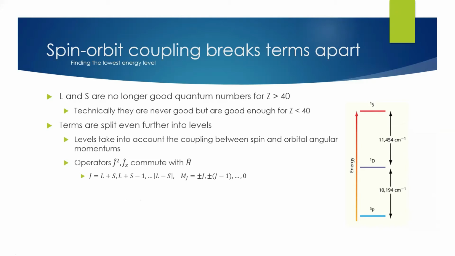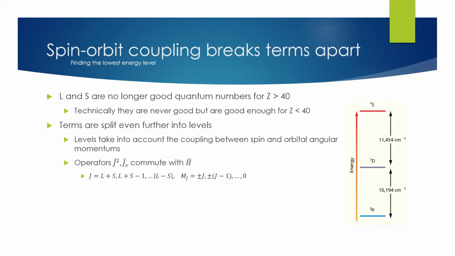So for example, our 3P term here has an L equal to 1 and an S equal to 1. So that means it has a J that could be 2, 0, or 1. So it goes from 2 to 0, and it takes integer steps in between there. And then it would have an M sub J, or plus or minus J. So the J equals 2 would have 5 terms, the J equals 1 would have 3, and then the J equals 0 would have 1.